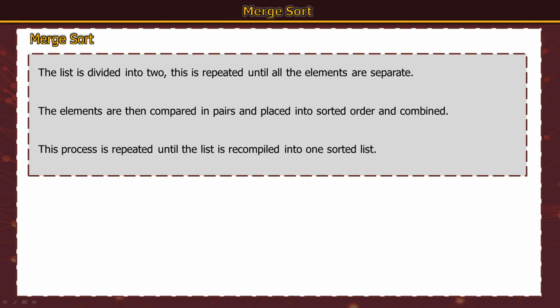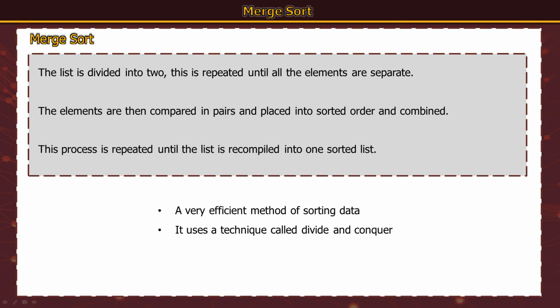In the exam you'll also need to know the key steps of the merge sort, so let's recap those. The merge sort starts by dividing the list into two, and this repeats until the elements are separate. This is the end of phase 1. The elements are then compared in pairs and placed into sorted order and combined. This process is then repeated until the list is recompiled into a sorted list. Remember, the merge sort is an efficient method of sorting data, and it uses a technique called divide and conquer.